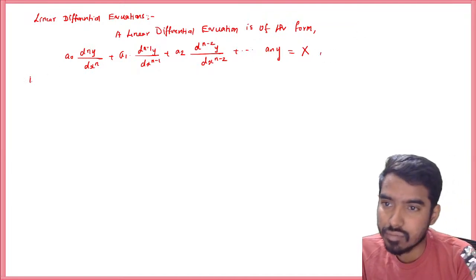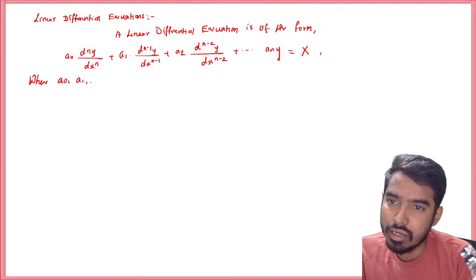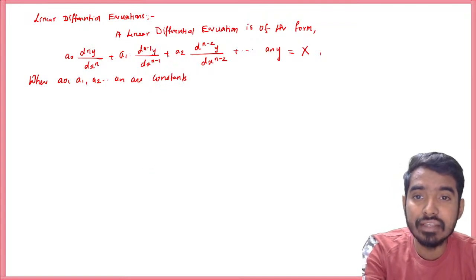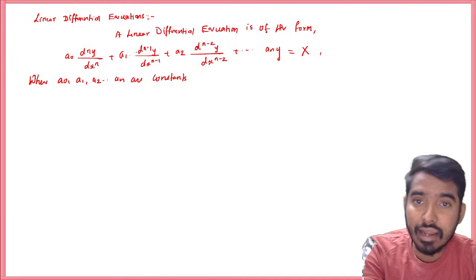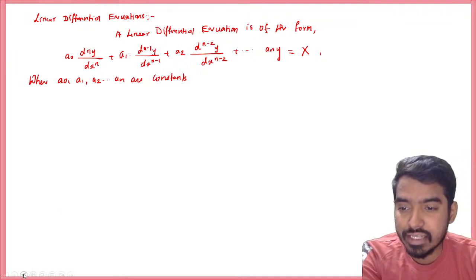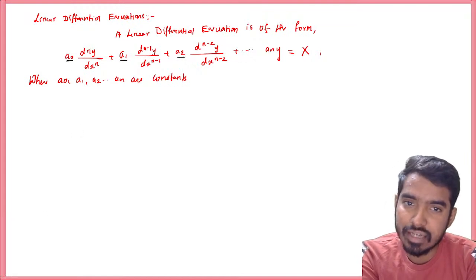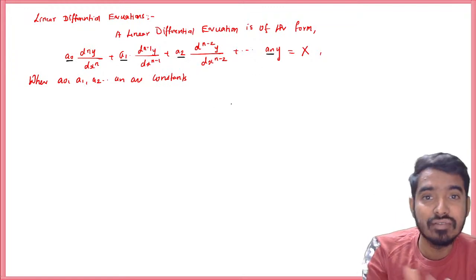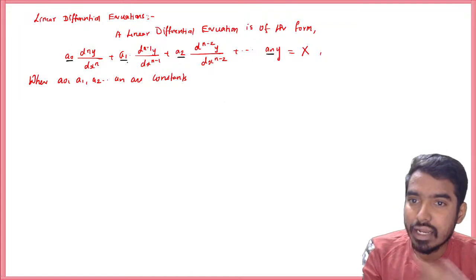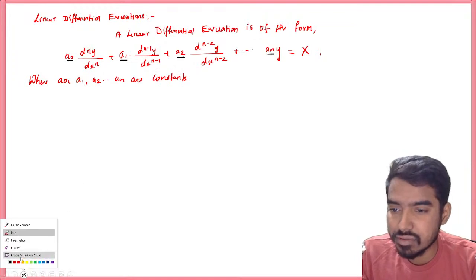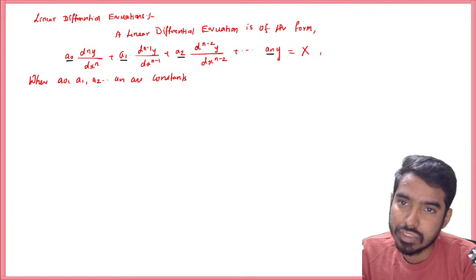Where a0, a1, a2 and so on up to an are constants. That is what this topic is: linear differential equations of second and higher order with constant coefficients. Here a0, a1, a2 are all constants. If they are not constant, we will be moving on to the next topic. But now a0, a1, a2 up to an are all constants. Linear differential equations, constant coefficient.